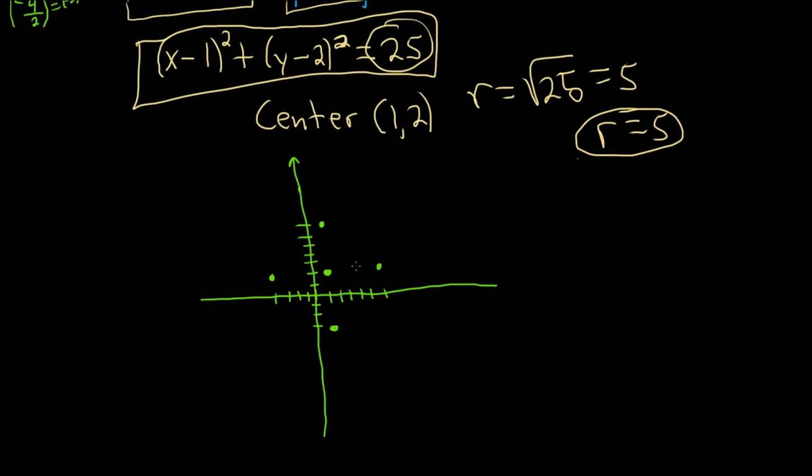Boom. Just go up, down, left, and right by 5, and then you just connect the dots and try to make a circular object. If you're doing this by hand, or for online homework, you just use the graphing tools that they give you. So that's it. There's our pretty good circle.